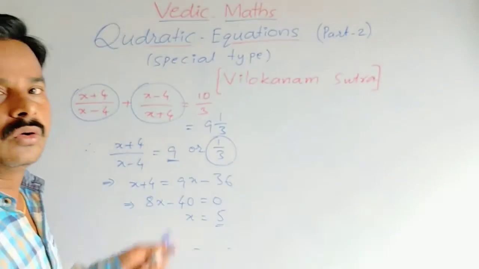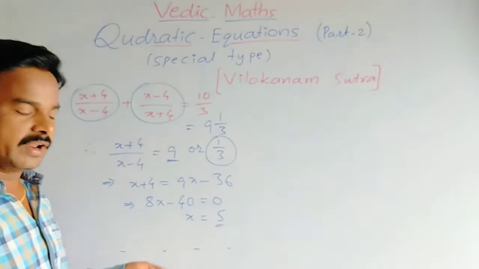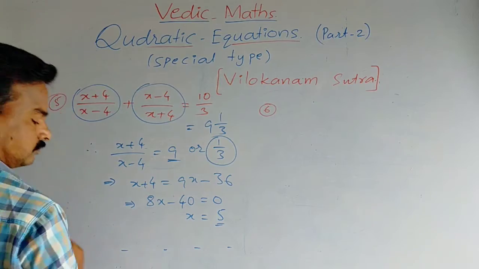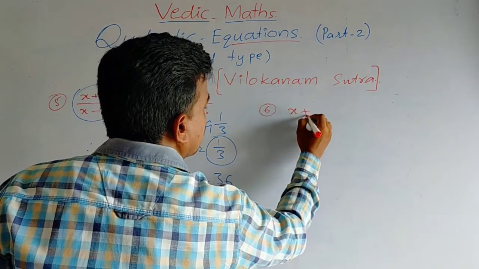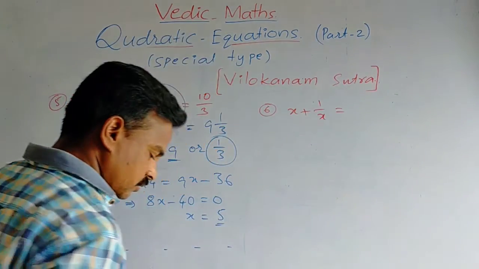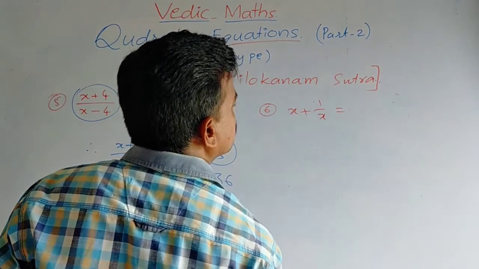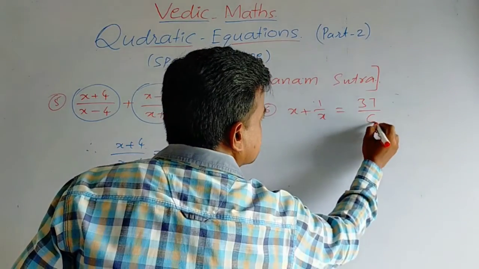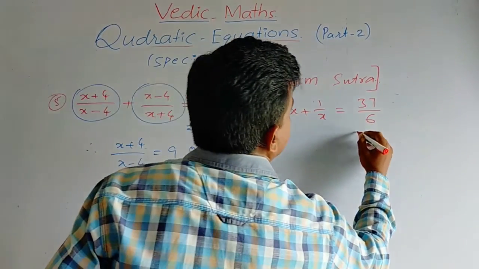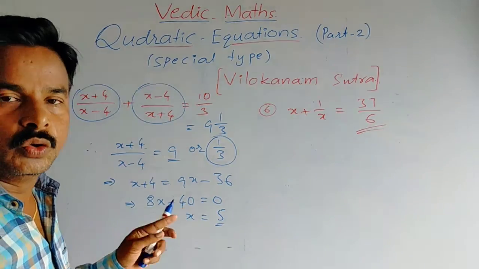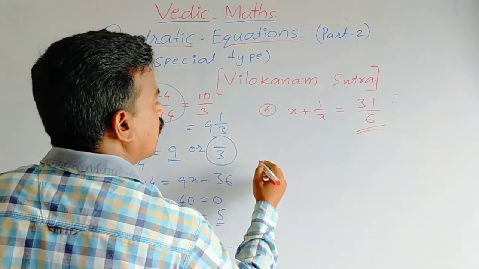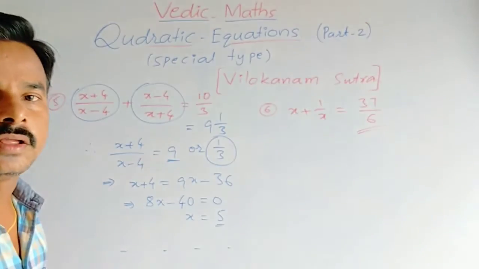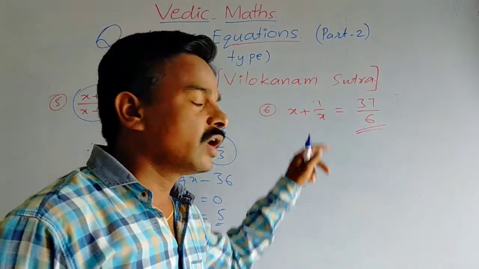Okay. I am giving one example for you now, that is x plus 1 by x is equal to 37 by 6. You solve this and write the solution in the comment section. Okay, write the solution in the comment section. Okay, this is about Vilokanam Sutra.